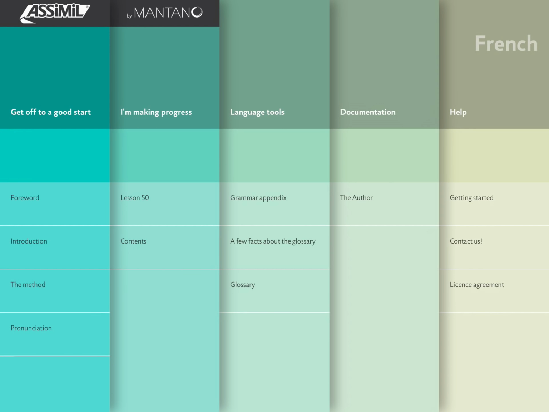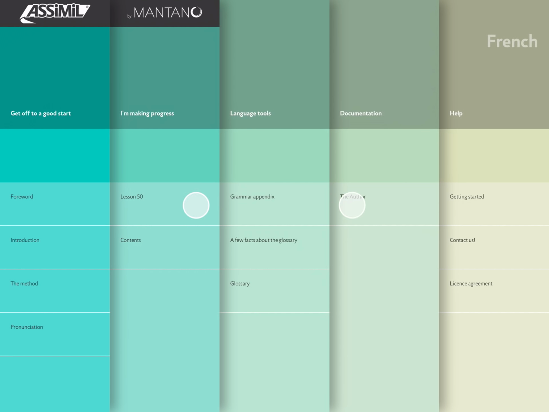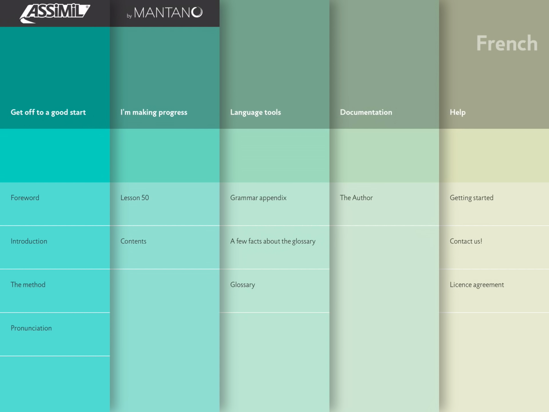Hello, I'm here to present the Assimil eMethod app, which allows you to learn a language with ease and efficiency in about 100 lessons. To start with, let's see how to change the size of your eMethod simply by zooming in or out. Before beginning the eMethod, we recommend you visit the Get Off to a Good Start menu and read our suggestions on getting the most out of the course.